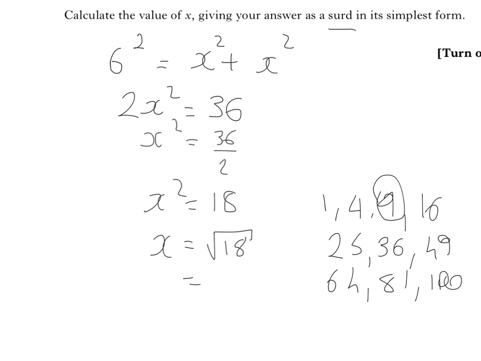That number's 9. So the square root of 18 can be written as the square root of 9 times 2. The square root of 9 is 3. So we can simplify it down to 3 root 2, and that's the final answer.